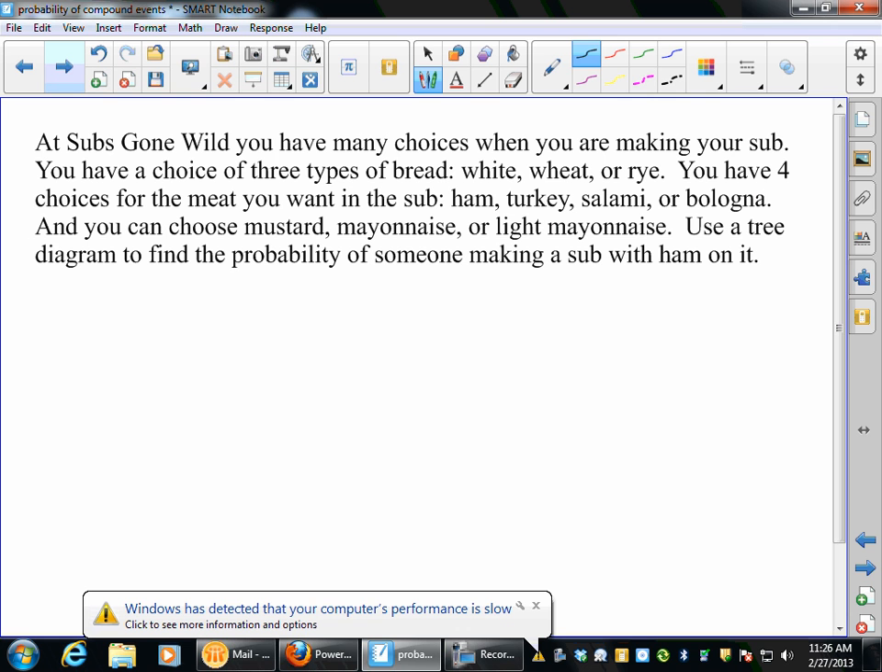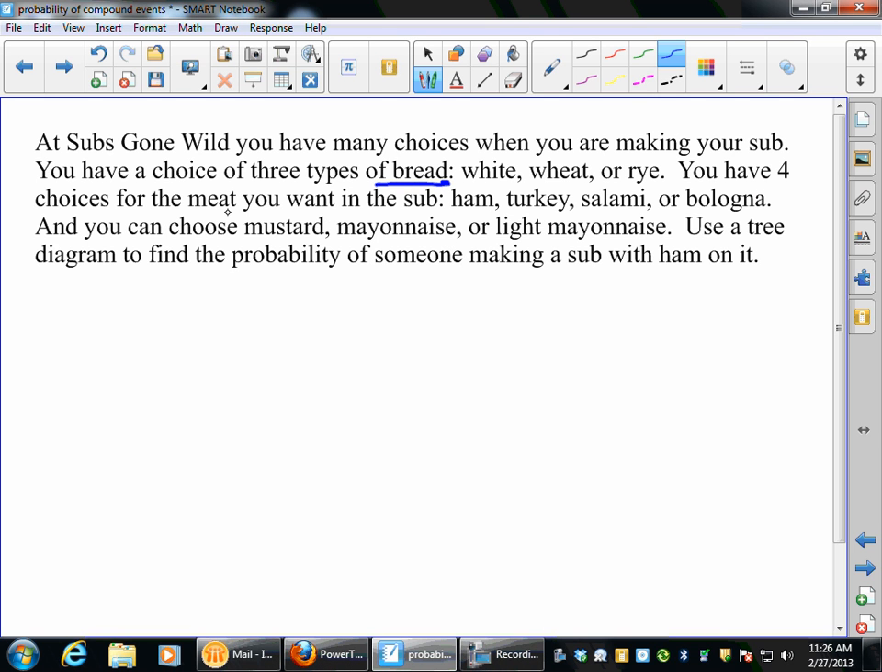So I actually have three different things I am choosing for here. My first event is what kind of bread am I going to get? My second event is what kind of meat am I going to get? My third event is what kind of condiment am I going to put on there? So I can't use a table here because there's only two sides to a table. So I need to use a tree diagram.